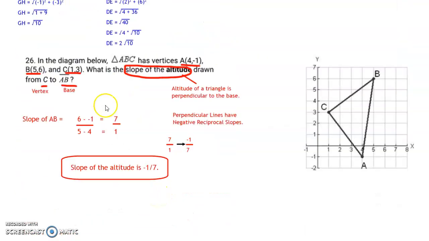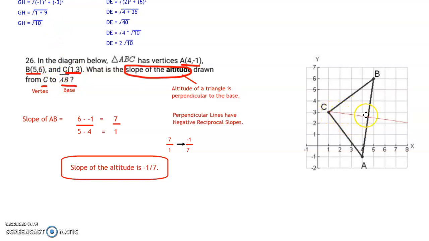Last question on the packet. In the diagram below, ABC has these vertices and is asking for the slope of the altitude. Well, an altitude is going to be perpendicular to the base of the triangle, and in this case, we need to find the base by what it gives us. It tells us I'm drawing the altitude from C to AB, so I'm going to draw the altitude here. So this right here is the altitude.